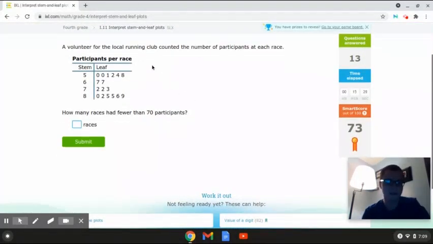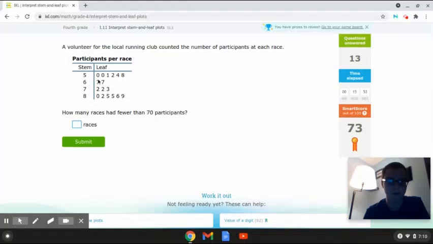Alrighty, so this last problem reads, a volunteer for the local running club counted the number of participants at each race. Okay, so this stem and leaf plot is showing the participants per race. And the stem goes from 5 to 8, and the leaf goes from 50 to 89. And this question is asking how many races had fewer than 70 participants.